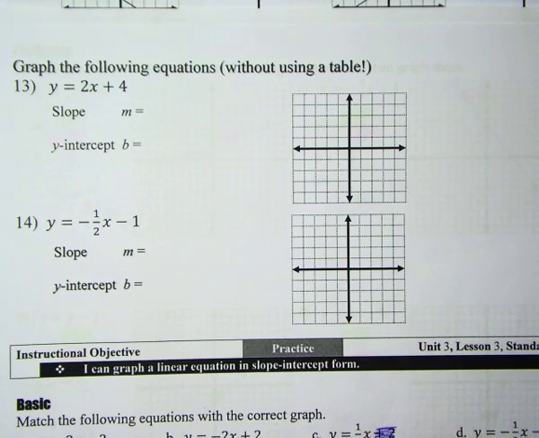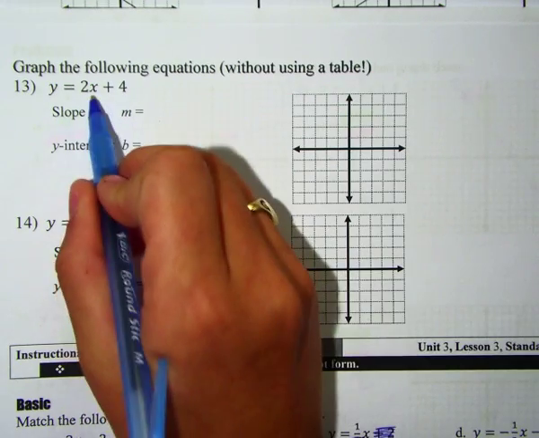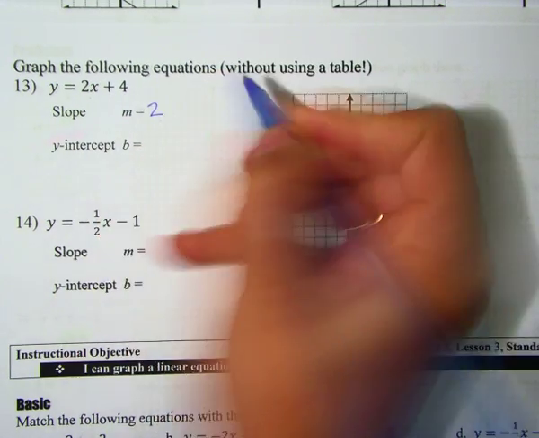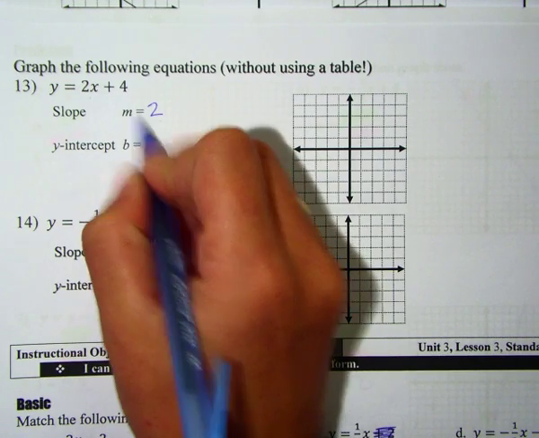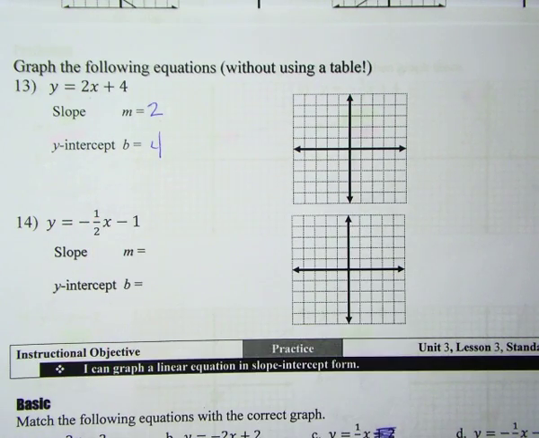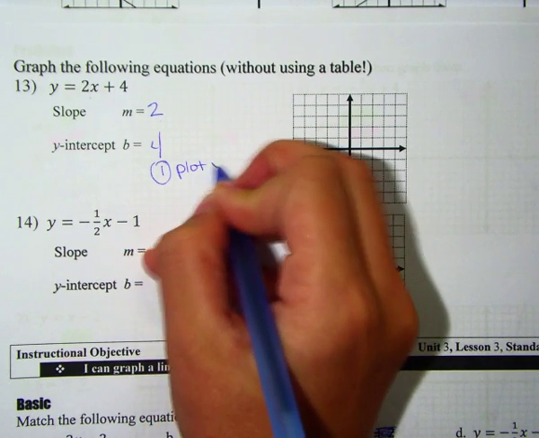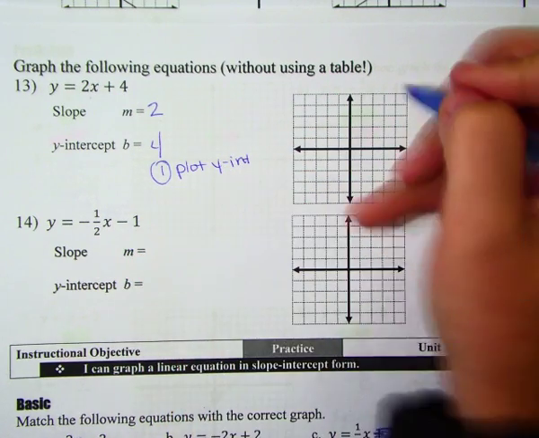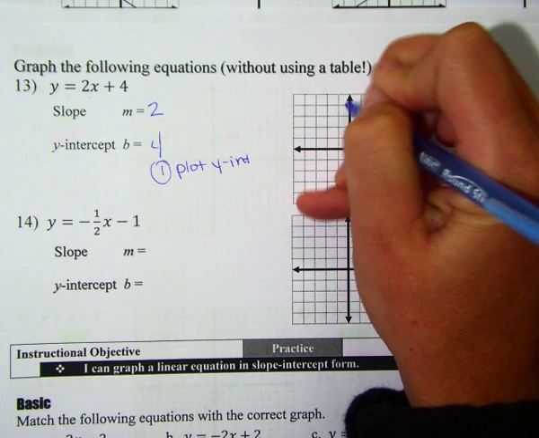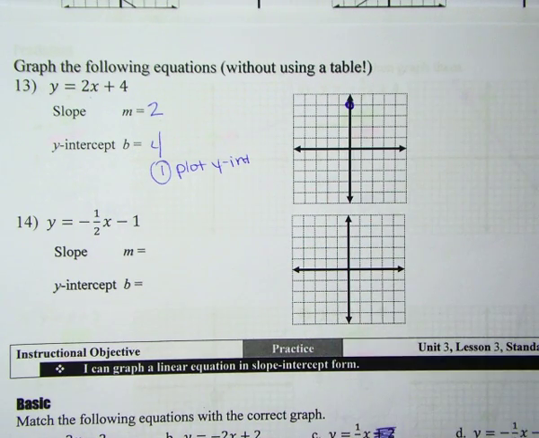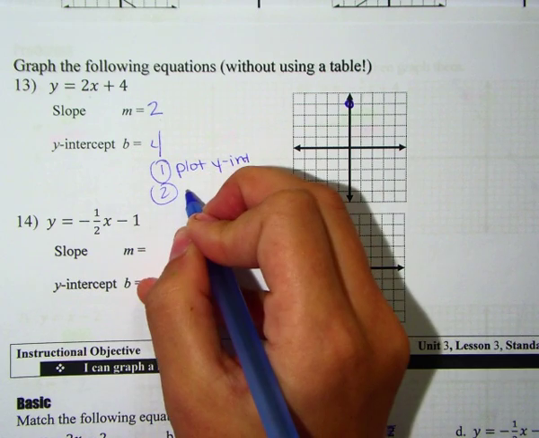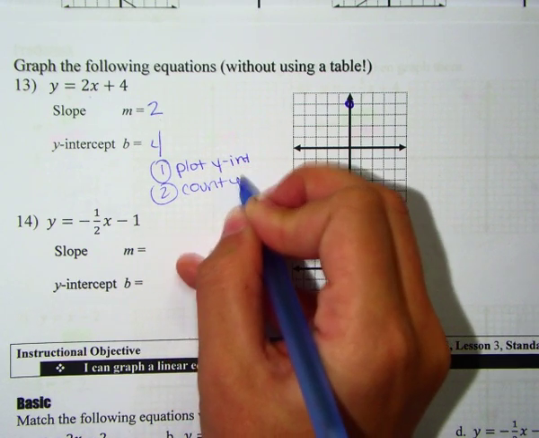Okay. Let's do a couple examples, just two. We need to graph these two equations. My slope is the coefficient of x, which is 2. My y-intercept is 4. The first thing you always do is you always plot the y-intercept. So (0, 4). I plot that first. The second thing you always do is count your slope.